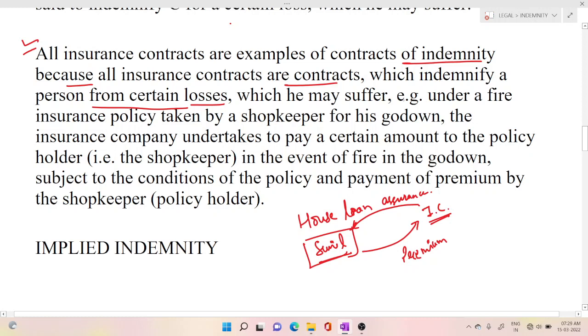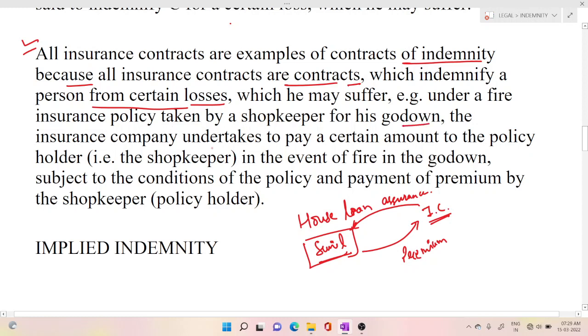Okay, which he may suffer. Let's read it a bit again. All insurance contracts are examples of contracts of indemnity because all insurance contracts are contracts which indemnify a person from certain losses which he may suffer. Example, under a fire insurance policy taken by a shopkeeper for his godown.